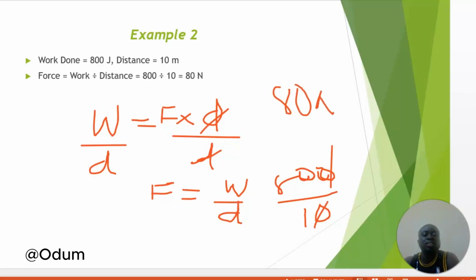So we have 80 newtons. We know that force is measured in newtons. So the force is 80 newtons. You see, in our first question we were given the force and the distance, and we were asked to calculate work done, so we easily multiply. But if you are given the work done and the distance, we can simply find the force by making force the subject of the formula. That is how it is.